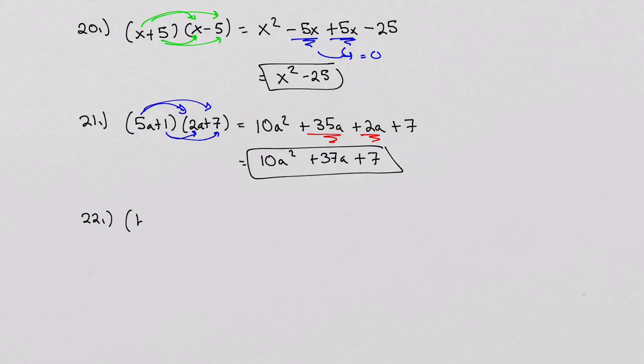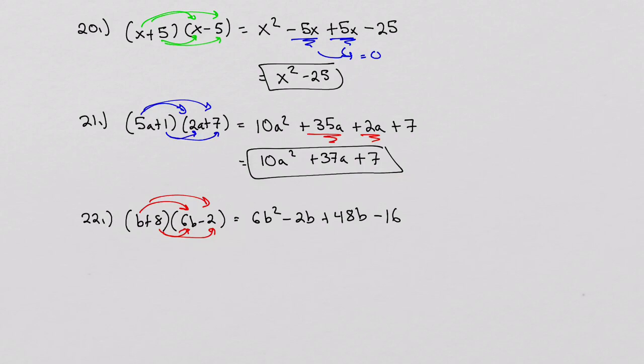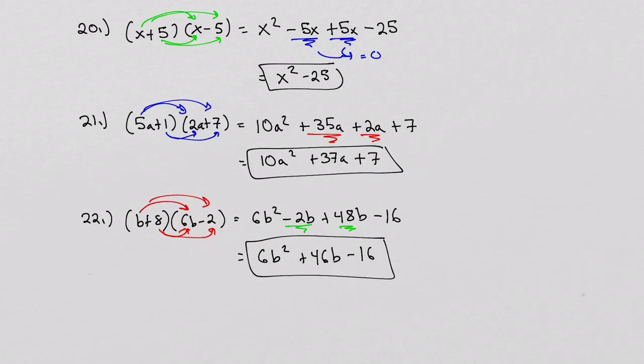22 is b plus 8 times 6b minus 2. And it's the same old thing, distribute the first set into the second set by FOILing. So b times 6b is 6b squared. b times negative 2 is minus 2b. 8 times 6b, that's plus 48b. And then 8 times negative 2, that's negative 16 or minus 16. And then we've got our like terms right here and here. So this will be 6b squared plus 46b minus 16.